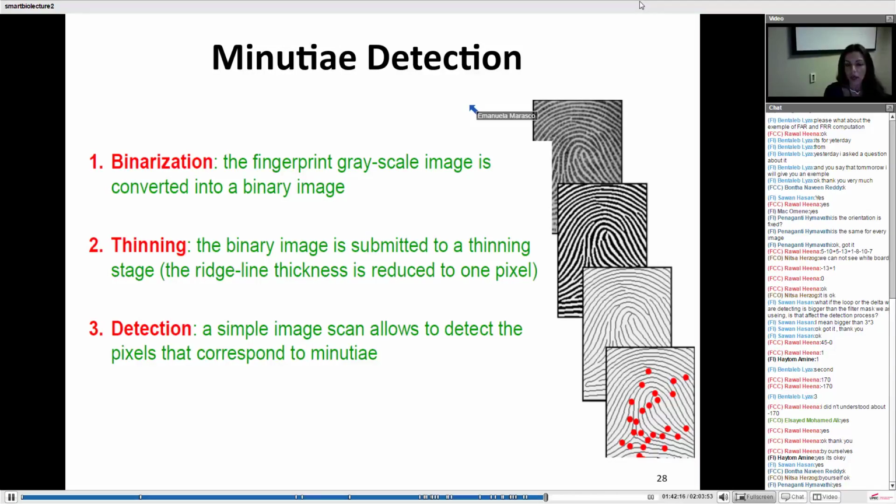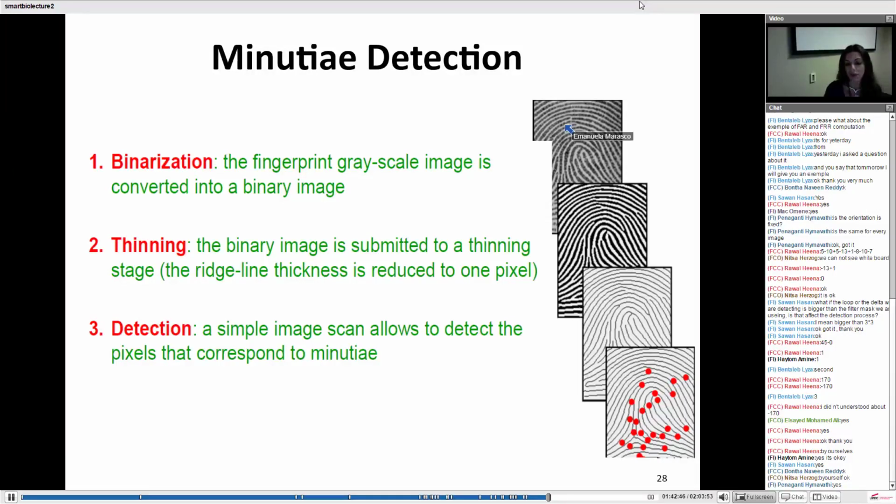Now, what are the steps? The main steps to detect minutia points from a fingerprint image. Our input image is in gray level scale, with intensity values ranging between 0 and 255. This is the output of our sensor, the digital data initially, and then we need to process it.